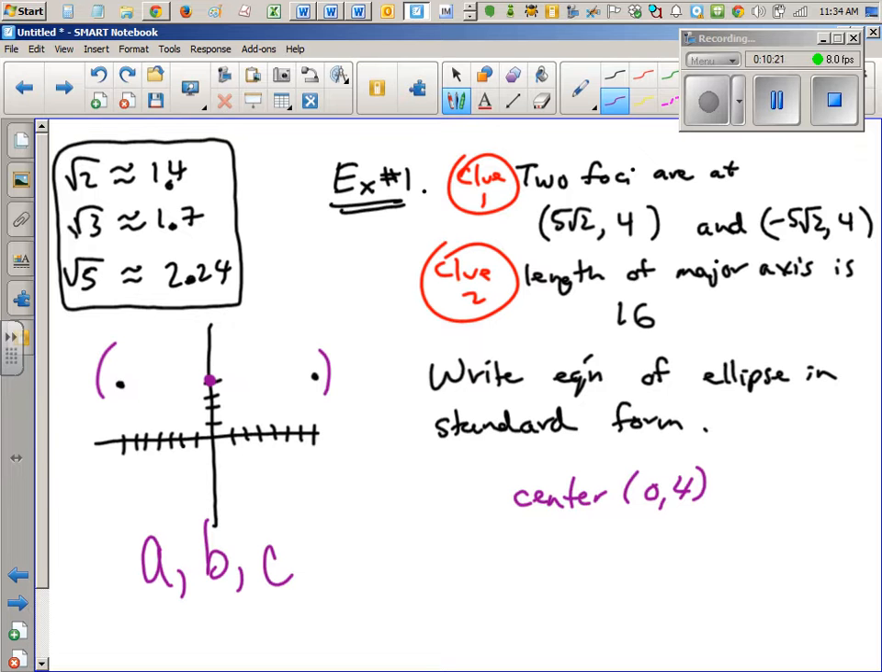Yes. So C is this distance here. I always like to draw this segment green. C is this distance. And if it goes from 0 out here to 5 root 2, how long is it? 5 root 2. Okay, so that segment is known. All of that came from clue 1. We haven't even looked at clue 2 yet. Right? Okay, so take a minute now and look at clue 2. It's supposed to be 16 all the way across from purple to purple.